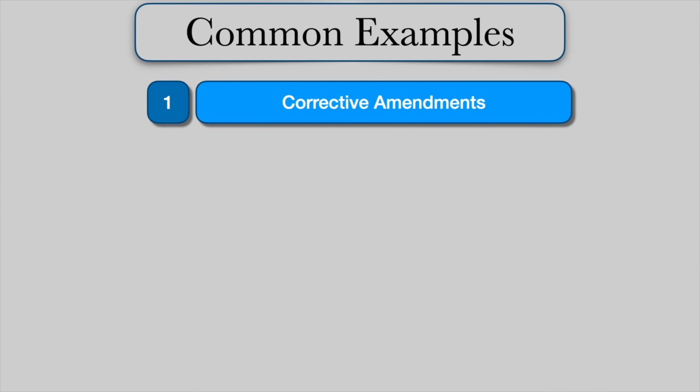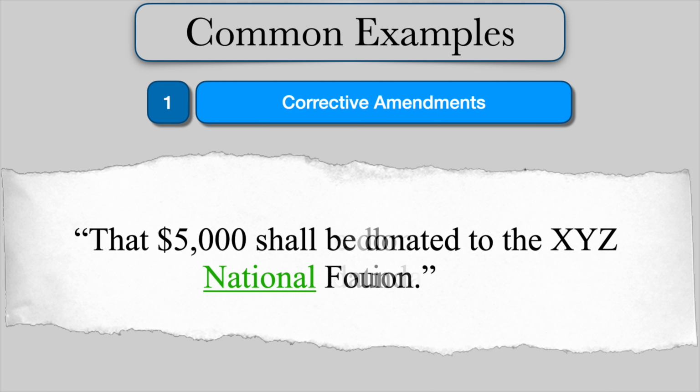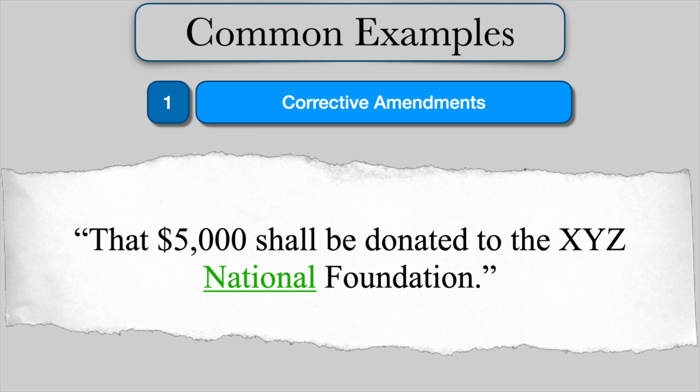Now let's look at a few examples of where unanimous consent is commonly used. It is commonly used for corrective amendments. For example, let's say a motion was made that $5,000 shall be donated to the XYZ Foundation. And let's say during debate on this motion, a member points out that the actual name of the foundation is the XYZ National Foundation. Then, instead of following the formal process for amending the motion, the chair would most likely use unanimous consent by saying, "If there is no objection, 'National' shall be inserted after 'XYZ.'"